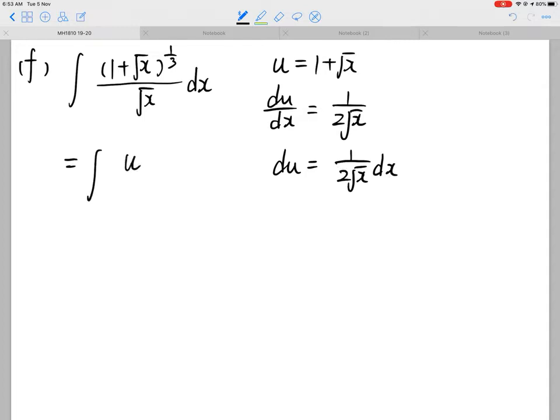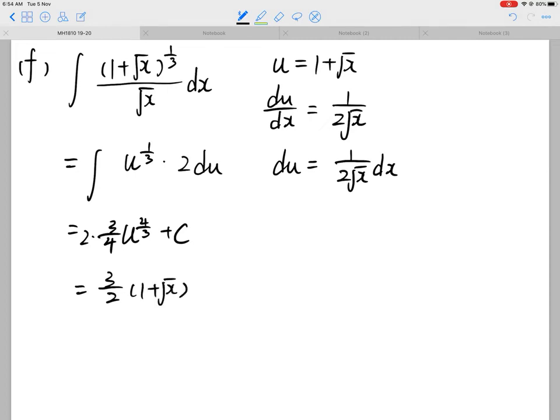So now you can rewrite it. So the top is u to the power of 1 over 3. Then these parts together, it's going to be 2 du. Alright, so the integration will be u to the power of 4 over 3 times 3 over 4 plus c. Right, 2 times this plus c. So it is 3 over 2 times 1 plus square root of x to the power of 4 over 3 plus c. Okay.